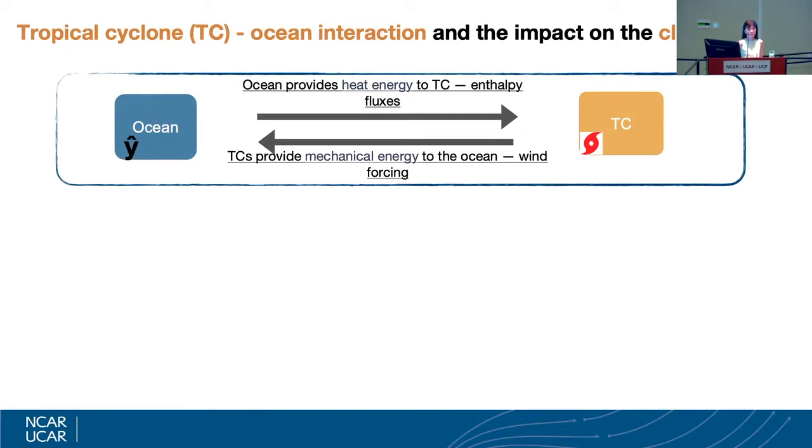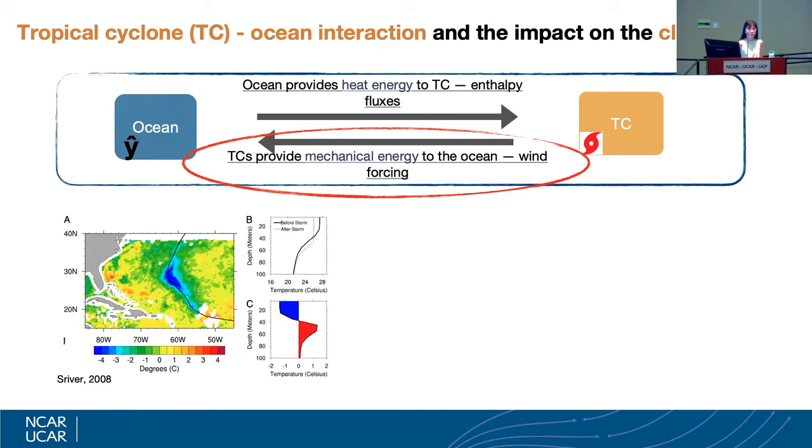The fundamental physics behind these hypotheses lies in the relationship between tropical cyclones and the upper ocean. There's a two-way interaction between the two. On the one hand, the ocean can provide heat energy to tropical cyclones through the enthalpy fluxes, so they can fuel the storms. On the other hand, TCs can provide mechanical energy to the ocean through strong wind forcing. It is this mechanical energy that TCs put into the ocean that really matters for how TCs can affect our climate.